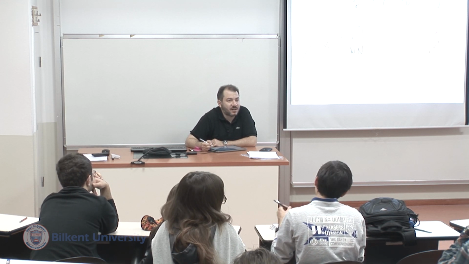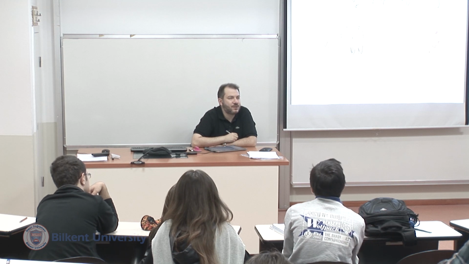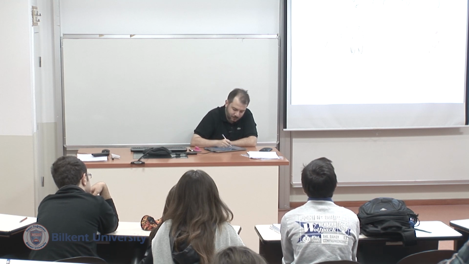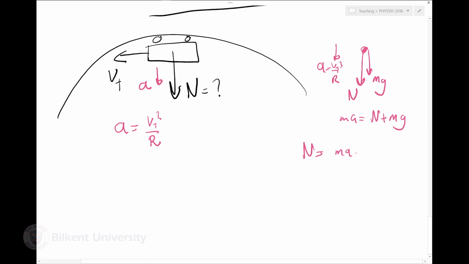But does this car actually have an acceleration? Yes, it's going through a circle. Which way is the acceleration pointing? It's towards the center, which happens to be basically down. What's the value of this acceleration? It should be v squared over r. So this is my acceleration, which is vt squared over r. So ma must be N plus mg. So my normal force must be ma minus mg, m vt squared over r minus mg.